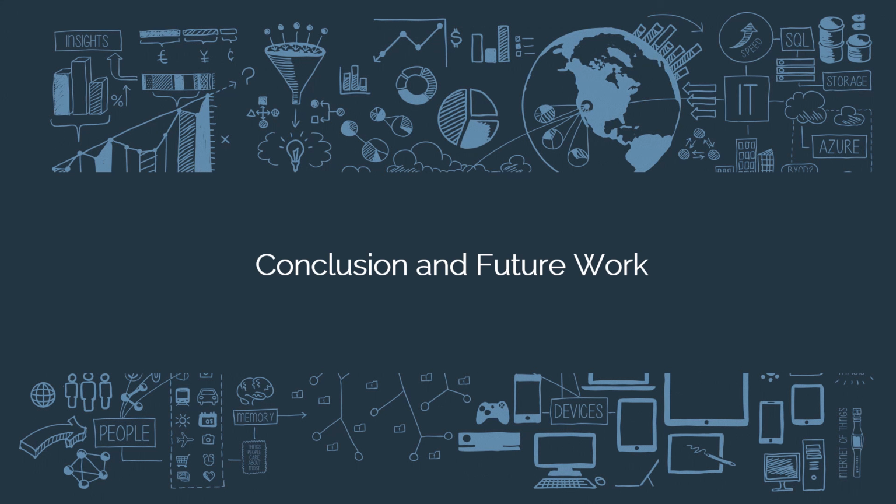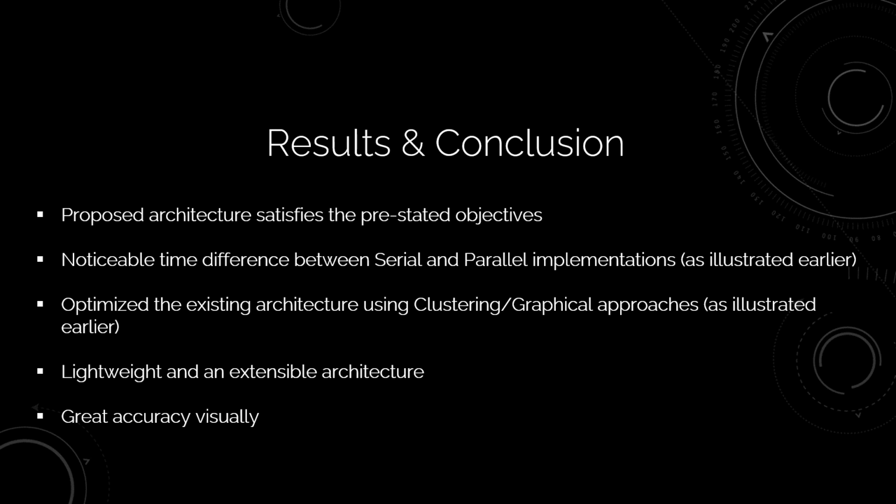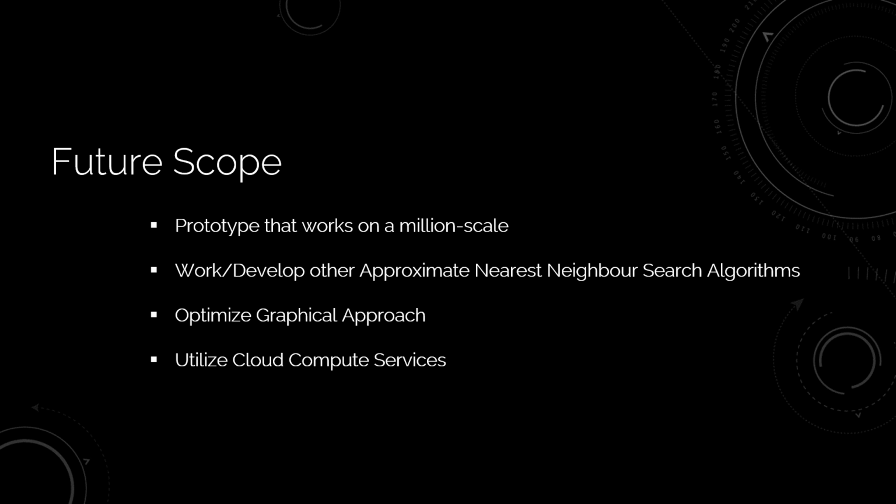Conclusion and future work. Results and conclusion. The proposed architecture satisfies the pre-stated objectives, and we have seen a noticeable difference in the serial and parallel implementations as illustrated earlier. We've optimized the existing architecture using clustering and graphical approaches. The architecture is lightweight and extensible, and it has great visual accuracy. Future scope includes developing a prototype that works on a million scale. We want to develop other approximate nearest neighbor search algorithms and optimize our graphical approach as well. We want to utilize cloud compute services to perform the same.